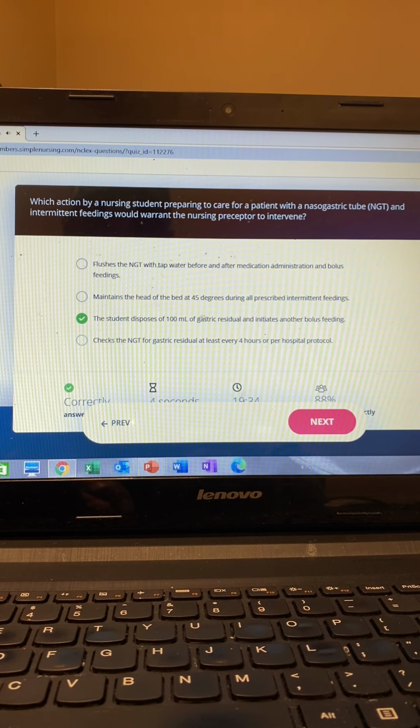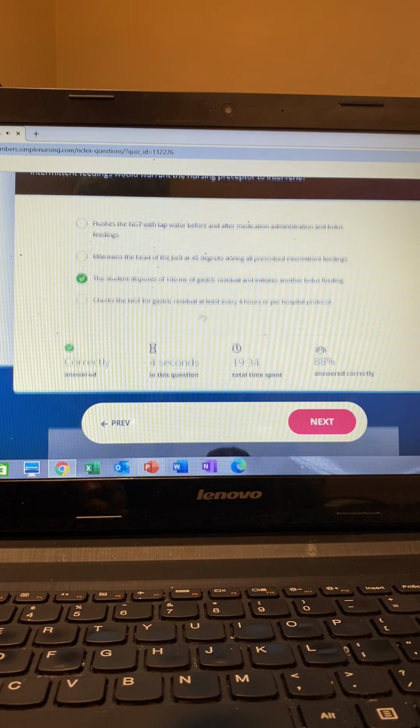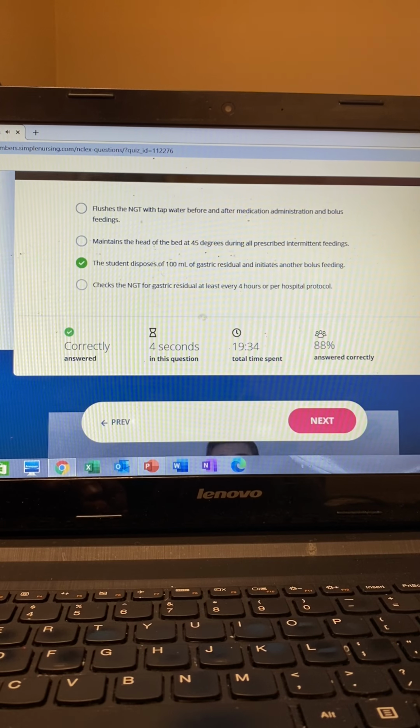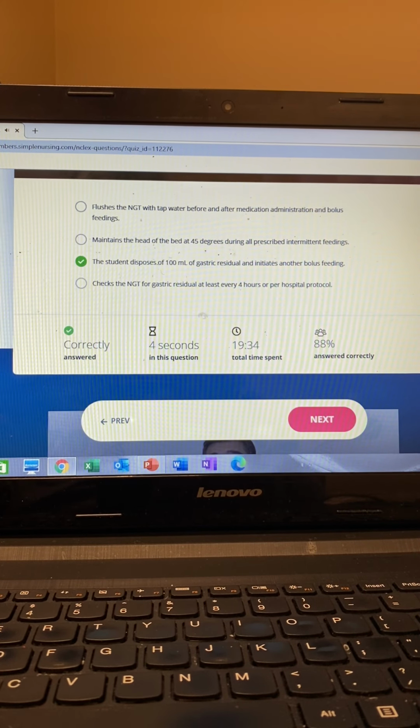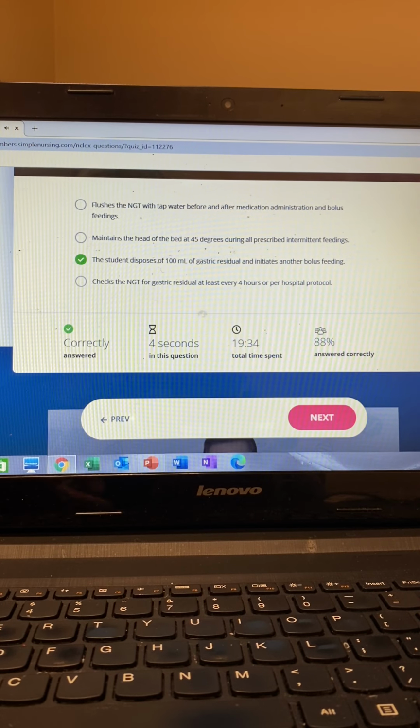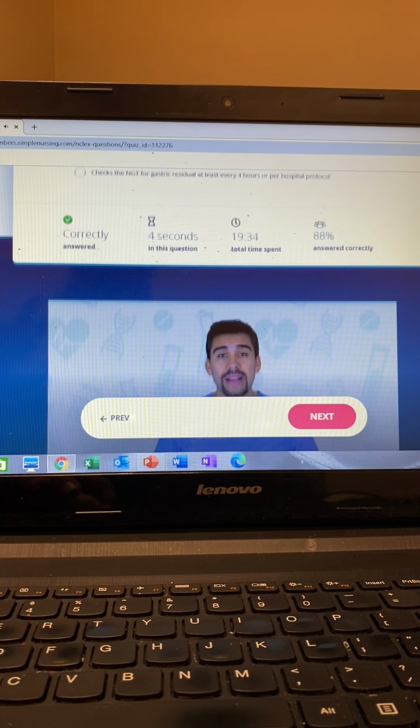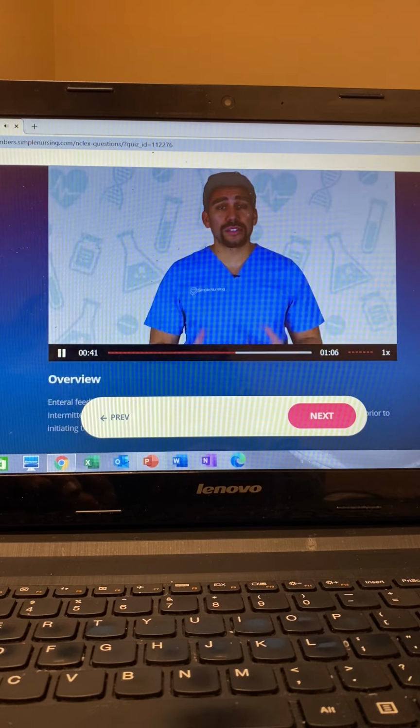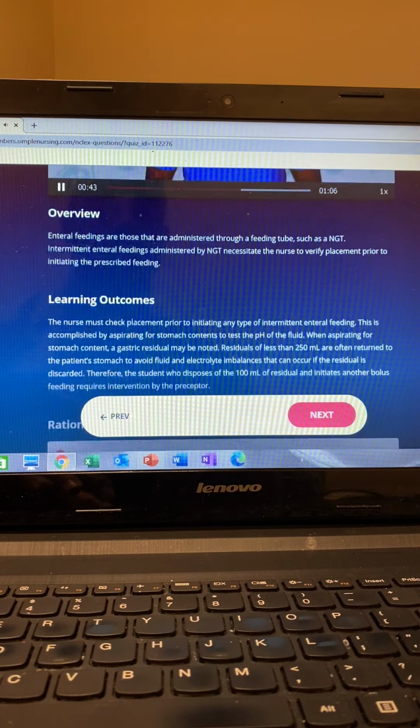So option number 1 and 2 are incorrect here, because they're correct procedures. Tap water to flush before and after meds is a correct procedure. Remember, we're looking for the wrong stuff. Option 2, maintaining the head of bed elevated, prevents aspiration, so it's good. So option 3 is our choice here.